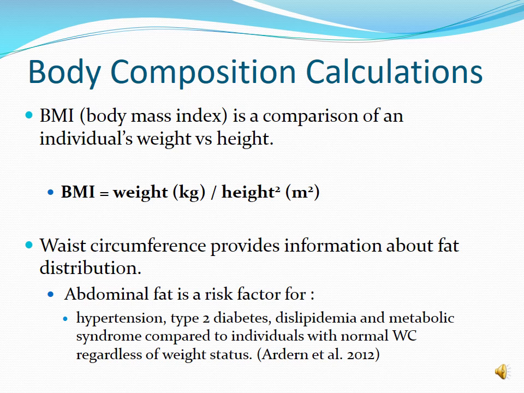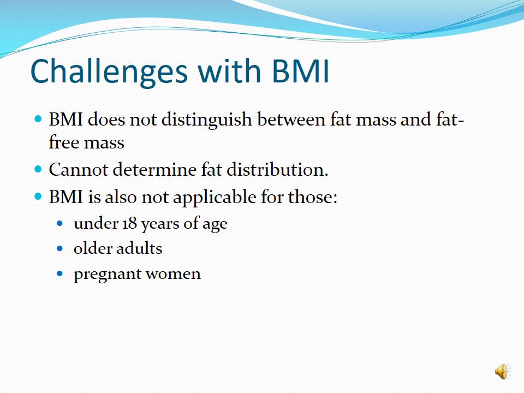So really calculations, we want a combination of using body mass index and waist circumference to give us an idea. I've already mentioned that a body mass index does not distinguish between fat mass and fat-free mass. And it really doesn't tell us anything about our fat distribution. We don't know where that fat is, so we don't know if you're apple-shaped or more pear-shaped. It's also not applicable for individuals that are under the age of 18 or older adults or pregnant women.